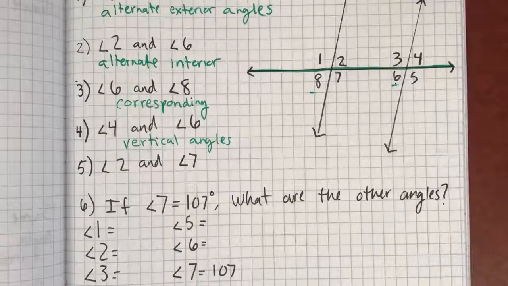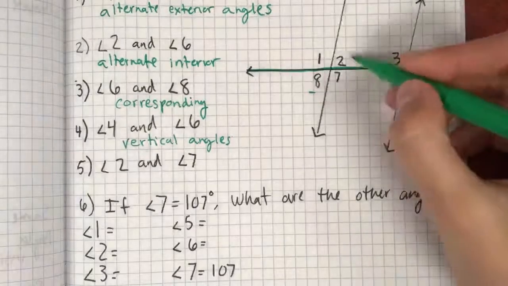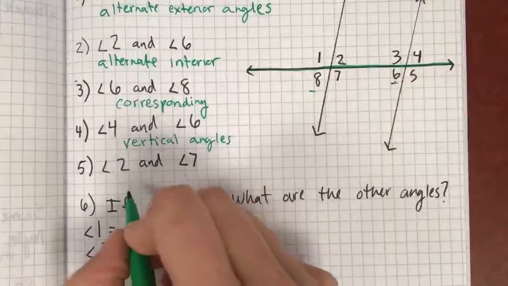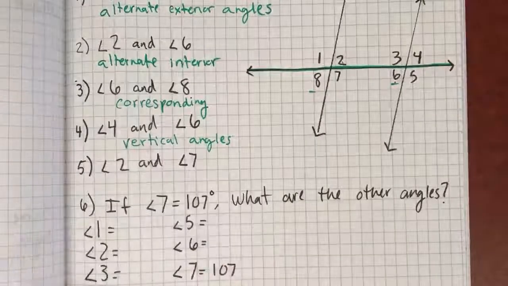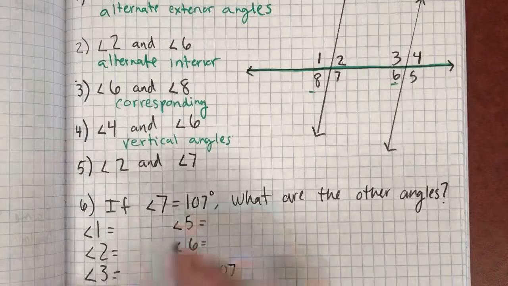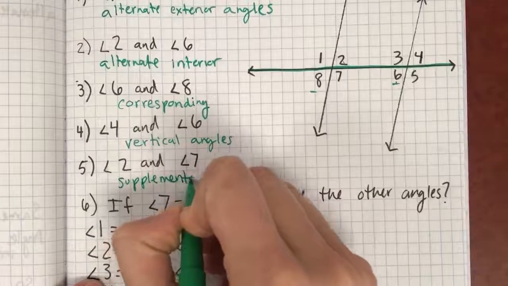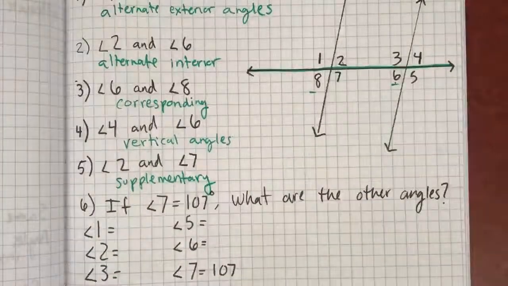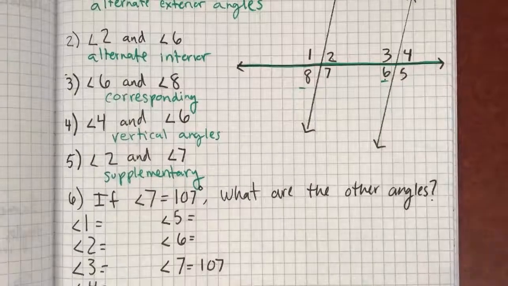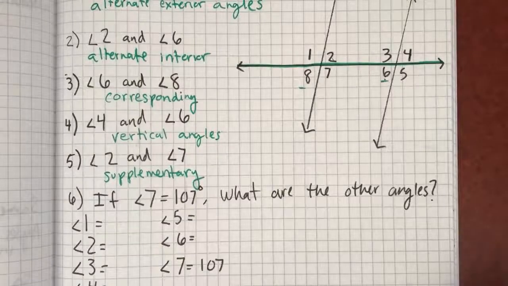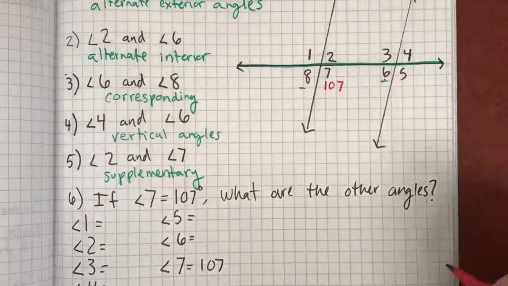Okay, 2 and 7. Those add up to 180. So we could call those a linear pair, or we could call them supplementary. For this, let's call them supplementary. But they are also known as a linear pair. All right, so now if I'm going to say that angle 7 is 107 degrees, let's figure out all the other angles, okay?